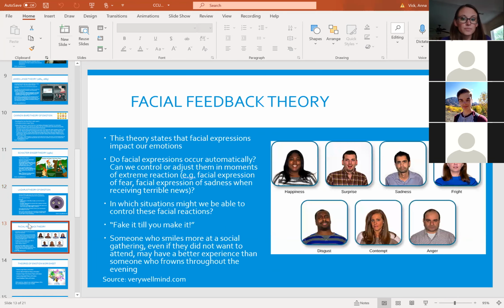Facial feedback theory, the last one to look at, is that facial expressions impact our emotions. Kind of weird, you guys. But this is the idea that what we do with our face causes us to develop internal emotions. This would be the concept of fake it till you make it. Have you ever, if you're entering an interview or something like that, been told, just keep smiling? Or if you're doing a performance on stage or something like that, show that happy body language and the energy will follow. The positive thoughts and feelings and that good experience will follow. That would be this theory. What we do with our face then translates to our emotional experience.